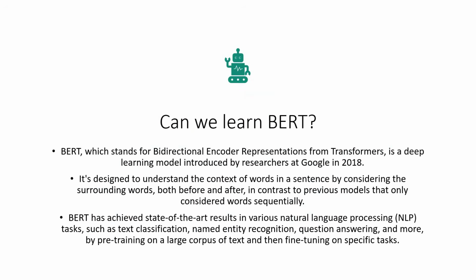Now comes BERT. What is BERT? BERT stands for Bidirectional Encoder Representations from Transformers and was introduced by Google. By the year 2018 they introduced it, and it is designed to understand the context of words very clearly in a sentence by considering the surrounding words. What do you mean by surrounding words? The words both before and after, which was in contrast to all the previous models where it was only sequential in nature. BERT has achieved state-of-the-art results in various NLP applications such as text classification, named entity recognition, question answering and more. And this is very interesting and easy to understand as well.